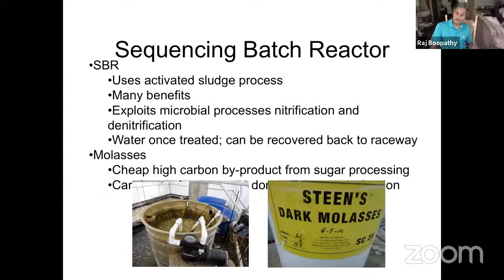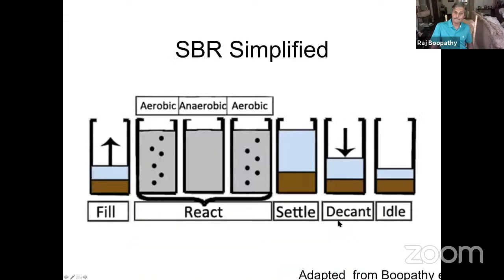So we looked at a sequencing batch reactor, and for the denitrification step, you need to add carbon to the system. So we use molasses as one of the cheap carbon sources. Okay. So this is how a sequencing batch reactor looks.